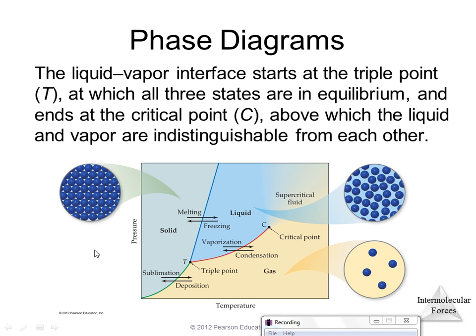So if you look at the liquid-vapor interface, that starts at that triple point where all three are at, and then you get to that critical point. Above that critical point, the liquid and vapor are indistinguishable from each other. That's the critical point right up here. Once you get past that particular temperature and pressure, you can't tell the difference between the liquid and the gas. That's why it says supercritical fluid up here. A fluid could be a liquid or a gas. Once you get above that temperature and pressure into this area of the graph, you can't tell the difference between the two.